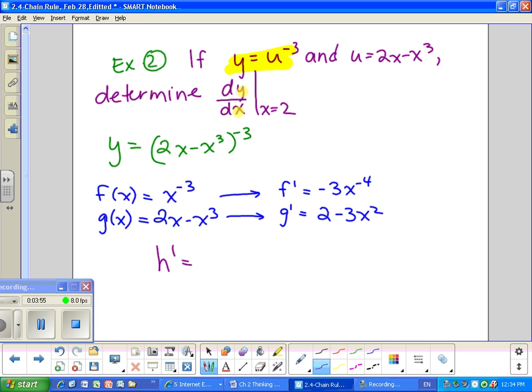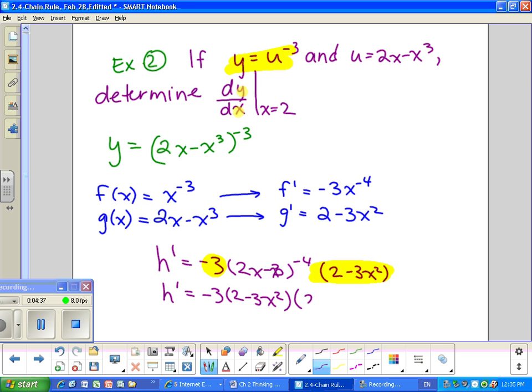So our h prime, take your f prime, so negative 3. We don't want x though. We want what our g was. Our g is 2x minus x to the power of 3. And then we multiply by our g prime, 2 minus 3x squared. I like to take the two things you're multiplying, multiply them first, collect those. They're generally easier terms, so then you should have h prime is negative 3, 2 minus 3x squared, and then your 2x minus x cubed to the negative 4.